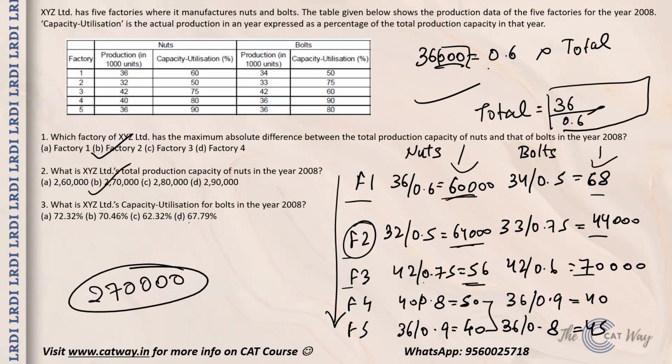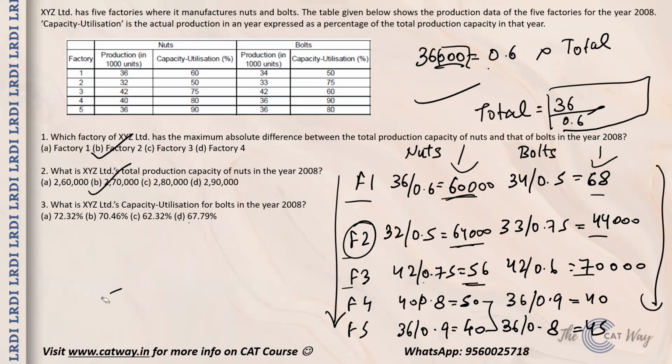Come to question number 3. What is XYZ Limited's capacity utilization for bolts? It is asking for the overall capacity utilization. So what you have to do is divide the number of bolts produced by the total capacity. Let us first find the total capacity. It is 60 plus 40, 100, 170, 210 and 250. After 250, you have 8 and 4, that is 262, and 5 takes you to 267. So 267,000 is the total capacity.